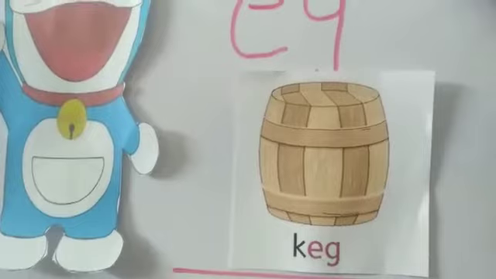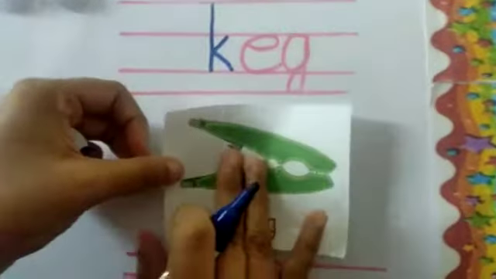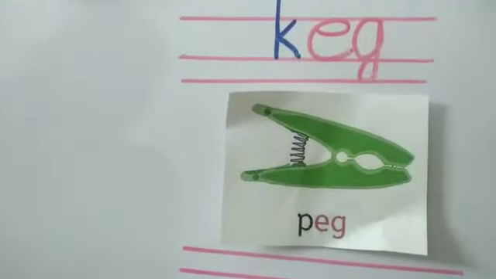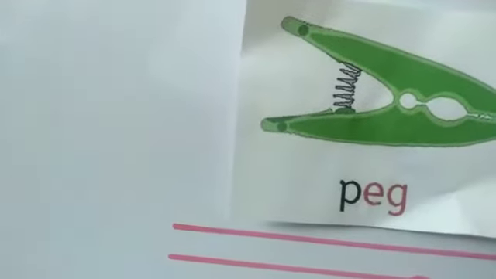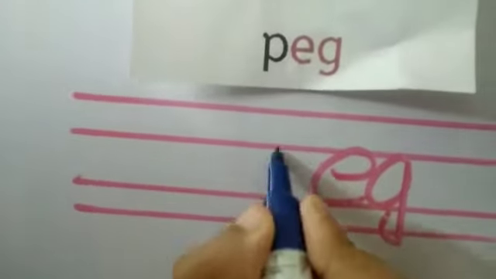Which end letter is a, g, g? See, what is this? It looks like a drum, but it's not a drum. It's called keg. Repeat, keg. Keg, k, keg. This one helps to hang your clothes. What is this? It is called peg, p, p, peg. Peg.